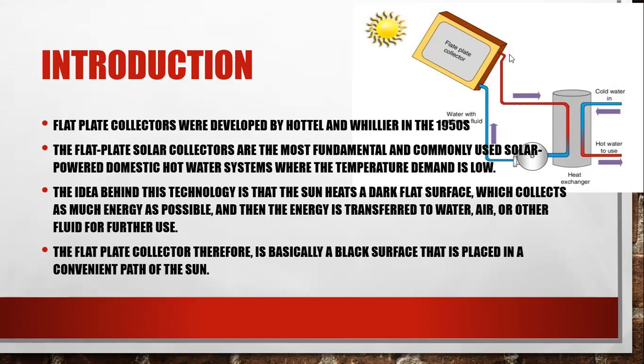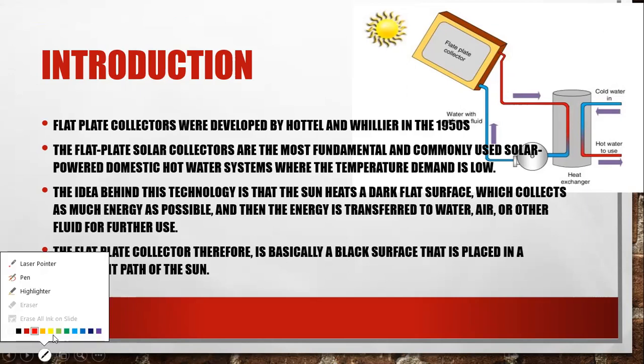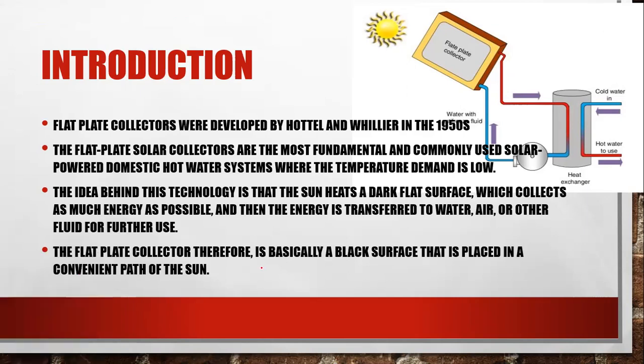Now here is a flat plate collector, where, as you can see, it absorbs all types of sun heat rays into a dark flat surface, and which collects much of the energy. All the heat collected here will then move on to the fluid tube. Here cold water will come in and collect the solar energy.